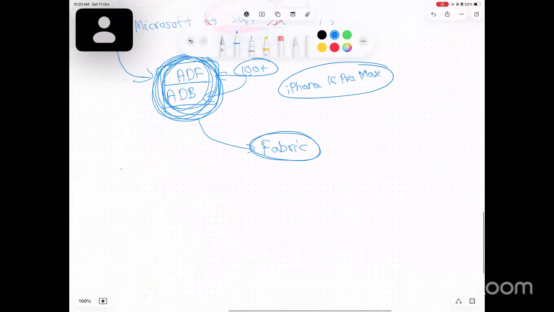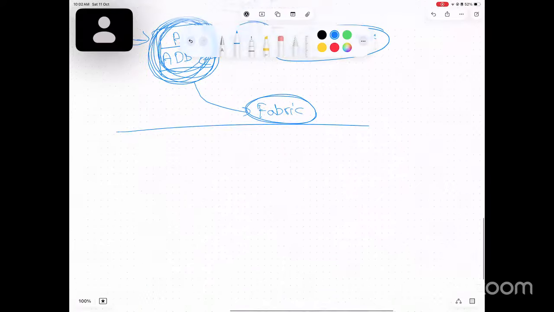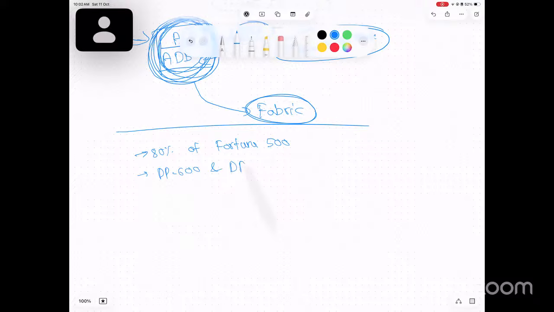Okay, this is another aspect to DP600 and 700. Now let me give you the final aspect. Right now, 80% of Fortune 500 companies are either experimenting with or have adopted Fabric, right? 80% of the Fortune 500. Second thing is, when you talk about DP600 and DP700 in particular, there are two parts to it. This is the analytics part, and this is the data engineering part.